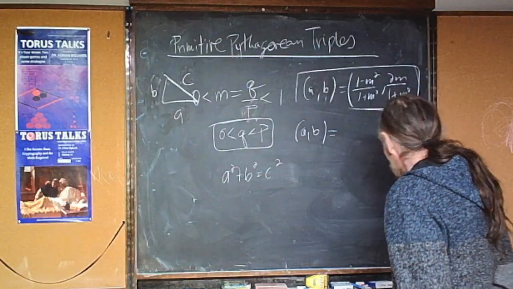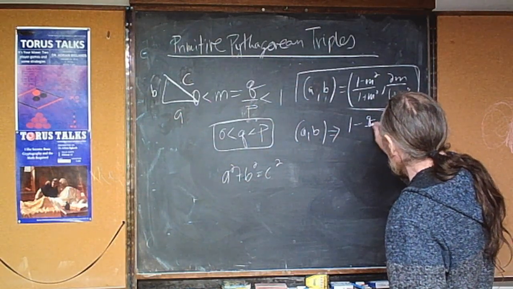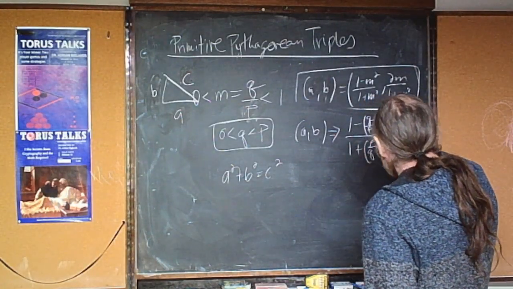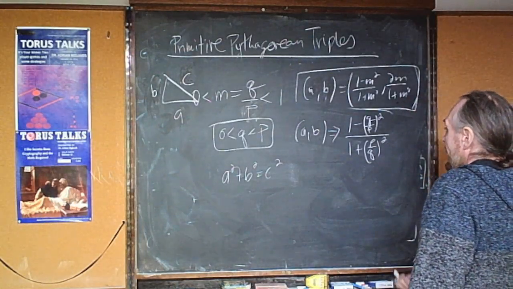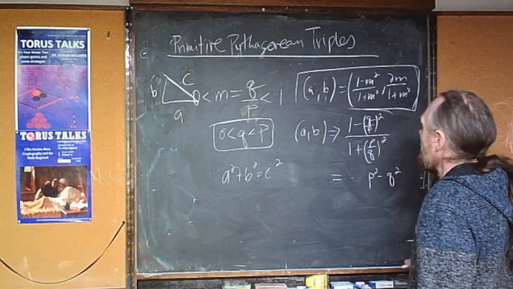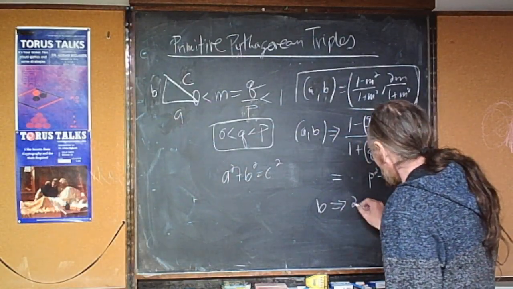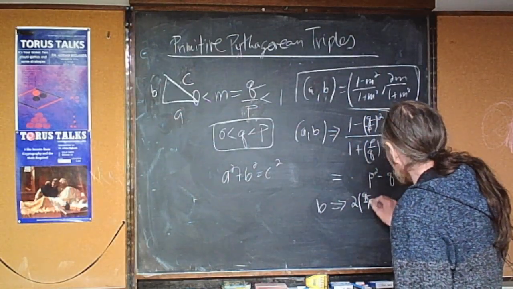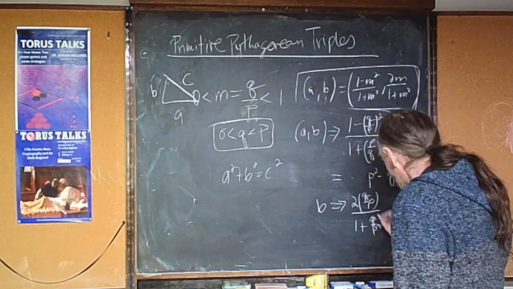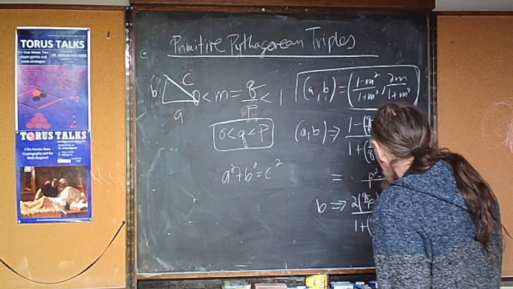So from this, what are we going to get? Let's do this. First of all, this says a is 1 minus q over p squared over 1 plus p over q squared. Can you simplify this now? This is going to equal what? p squared minus q squared. If you do the b, that's going to lead you to 2q over p over 1 plus q over p squared, which will end up working out to 2pq.